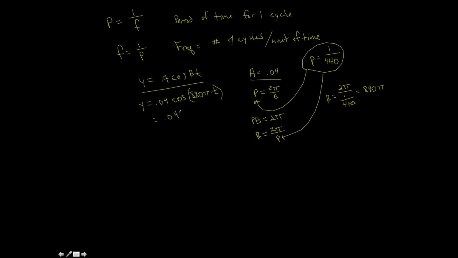Now, we weren't asked to plug that in, but that's a way of checking it. Why is that checking it? Well, they told us in the beginning that when t is 0, we're 0.04 centimeters to the right. Well, we just proved that right there. When t is 0, we're 0.04 to the right. Just proved that. Okay, so keep that in mind. But that's the way you write the equation from period using frequency.